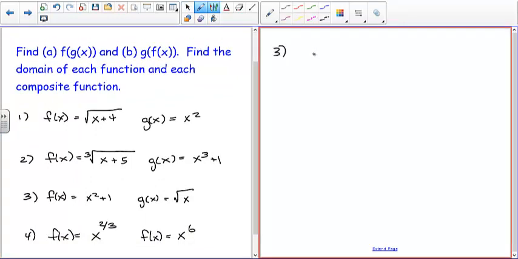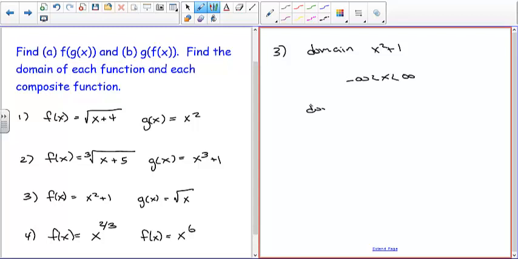So here we have f of x is x squared plus 1, g of x is the square root of x. So let's look at the domains first. So the domain of x squared plus 1, it's a polynomial, so all real numbers.